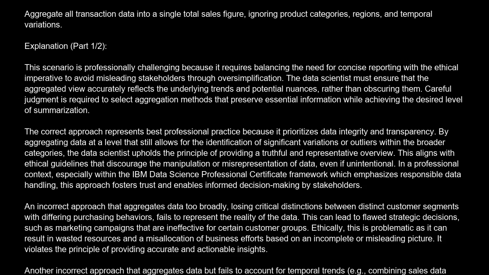An incorrect approach that aggregates data too broadly, losing critical distinctions between distinct customer segments with differing purchasing behaviors, fails to represent the reality of the data. This can lead to flawed strategic decisions, such as marketing campaigns that are ineffective for certain customer groups. Ethically, this is problematic as it can result in wasted resources and a misallocation of business efforts based on an incomplete or misleading picture. It violates the principle of providing accurate and actionable insights.